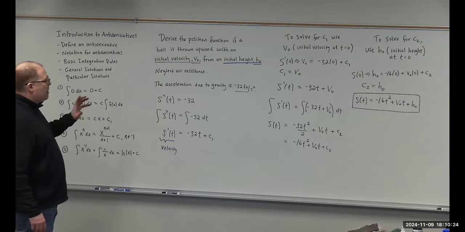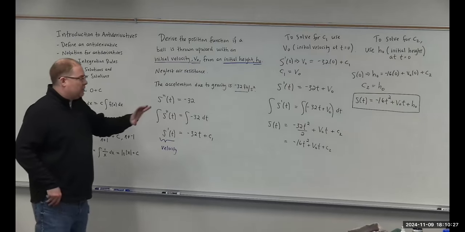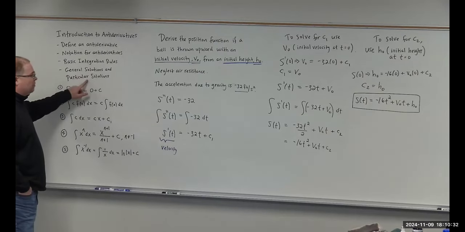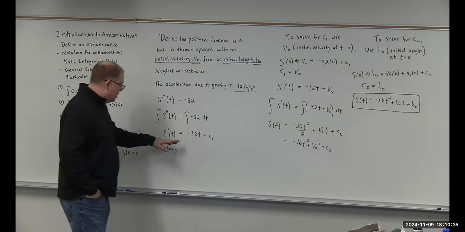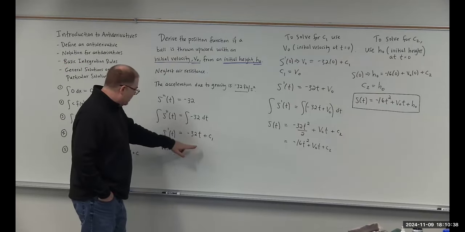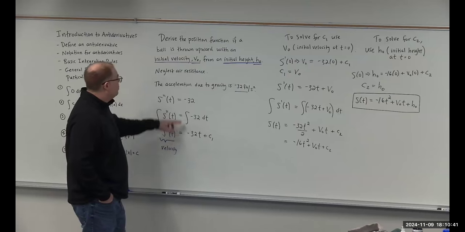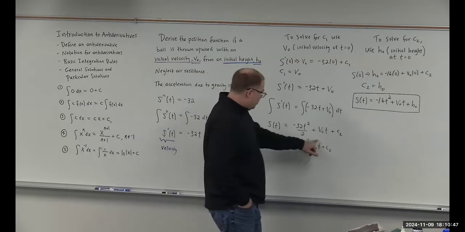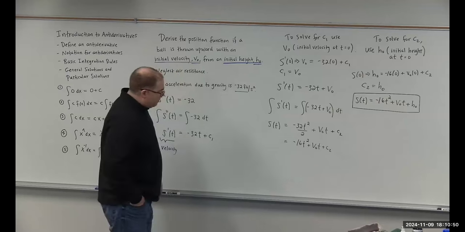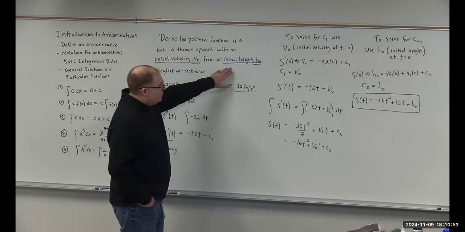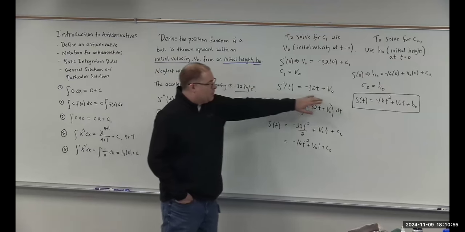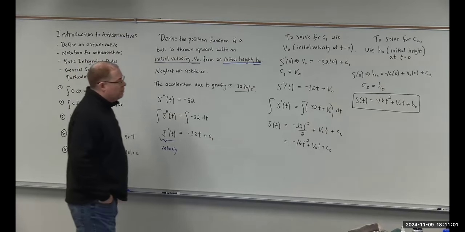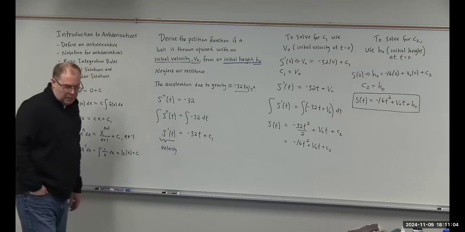That is a good example of an application that uses this idea of general solution and particular solution. Right here, we end up with our general solution, and then in order to find our particular solution, we use our assumption here. Same thing over here. We have our general solution, and in order to find the particular solution, we use the initial height. And therefore this gives us our particular solution for our position function.